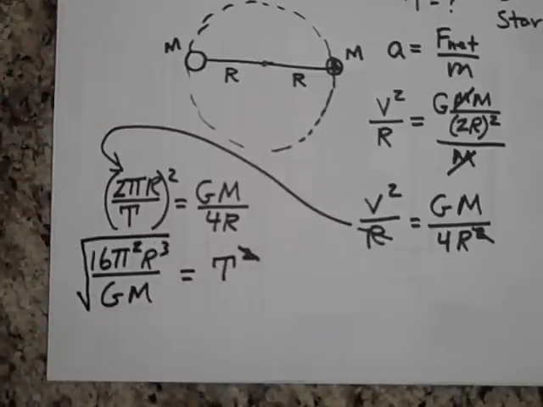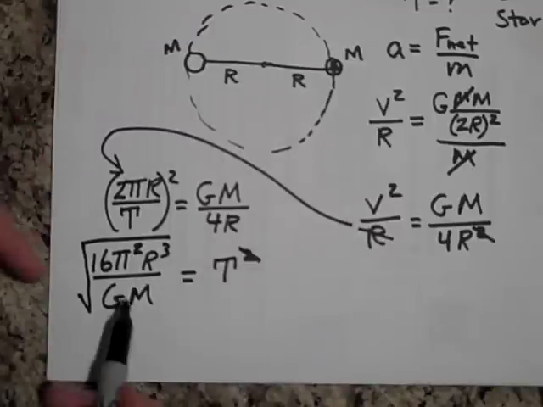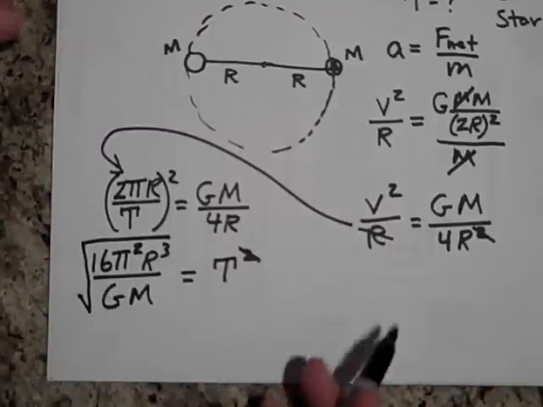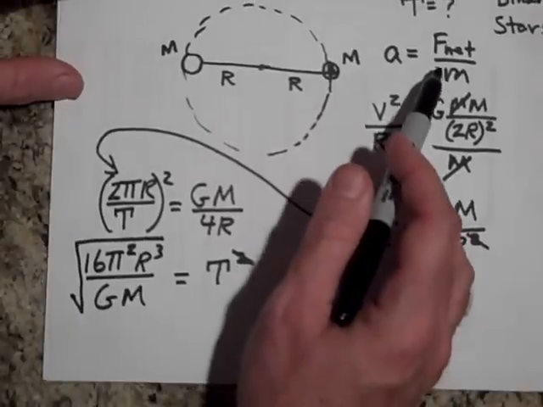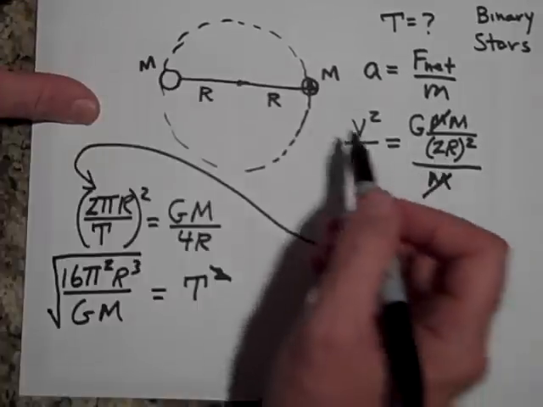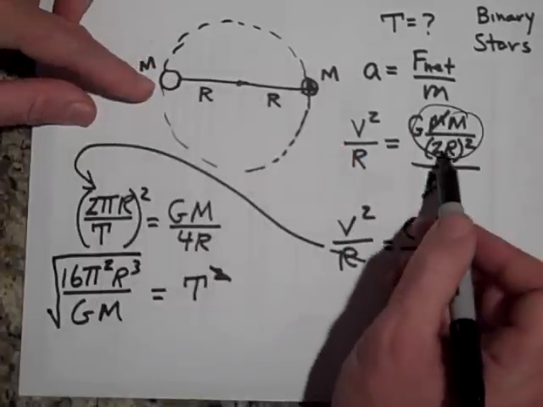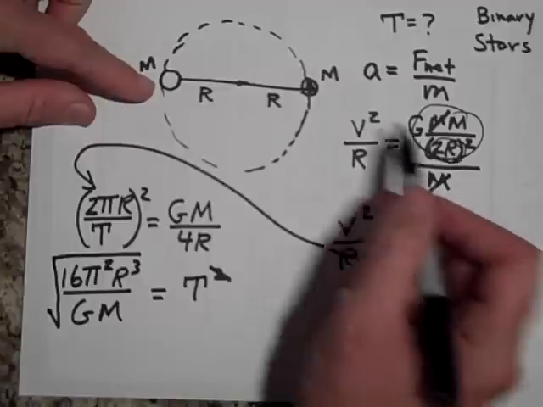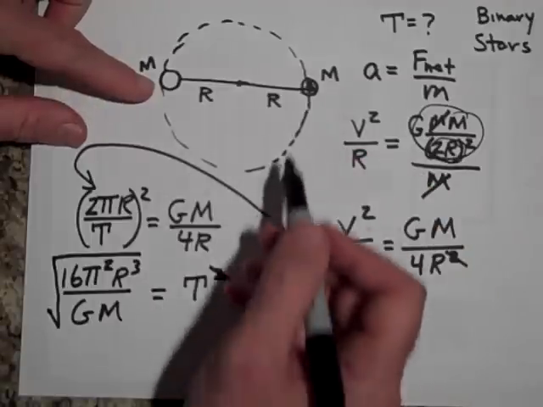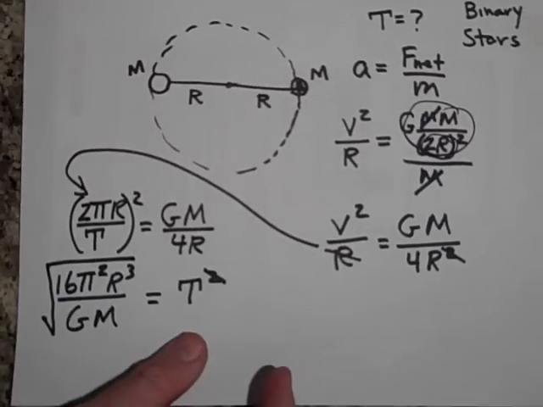Okay, that's a lot of steps in one, but that's the period of a binary star. Now, don't memorize this equation because it's going to change. What won't change is that you use a equals F net over m for this. Be careful then. See how the distance between them is 2R? The force is governed by 2R of distance, but the circle it's going in is just R. So that's the change there.